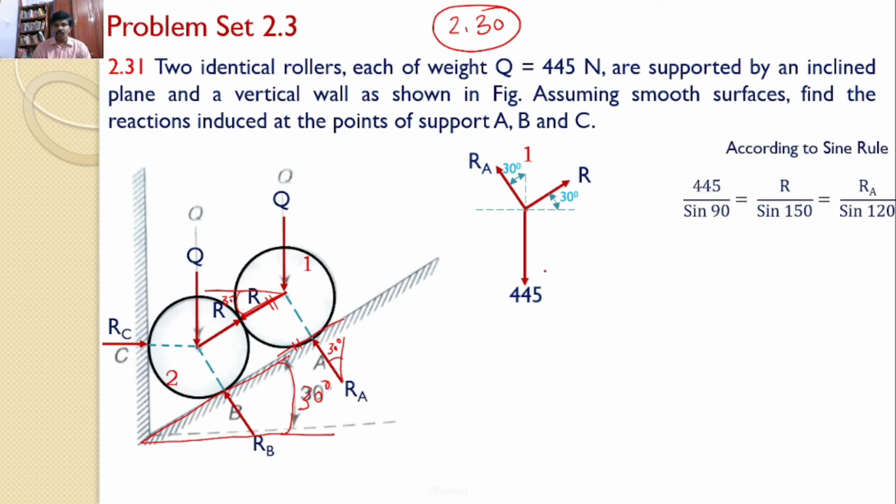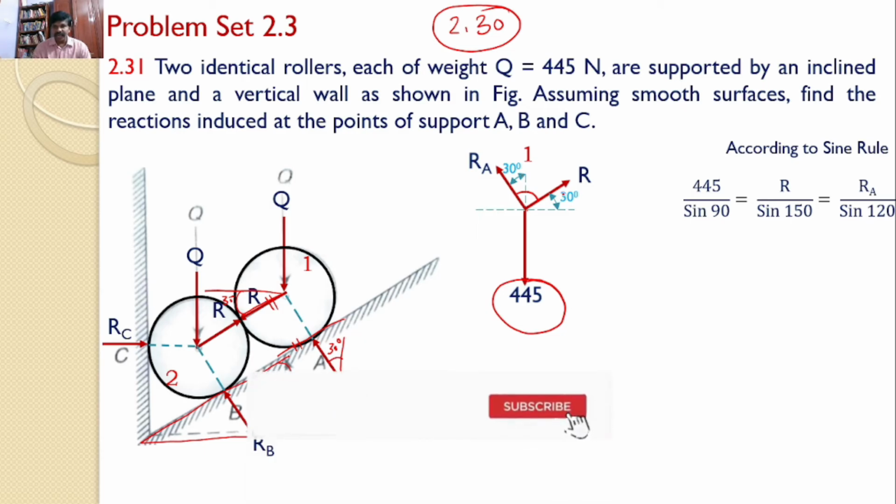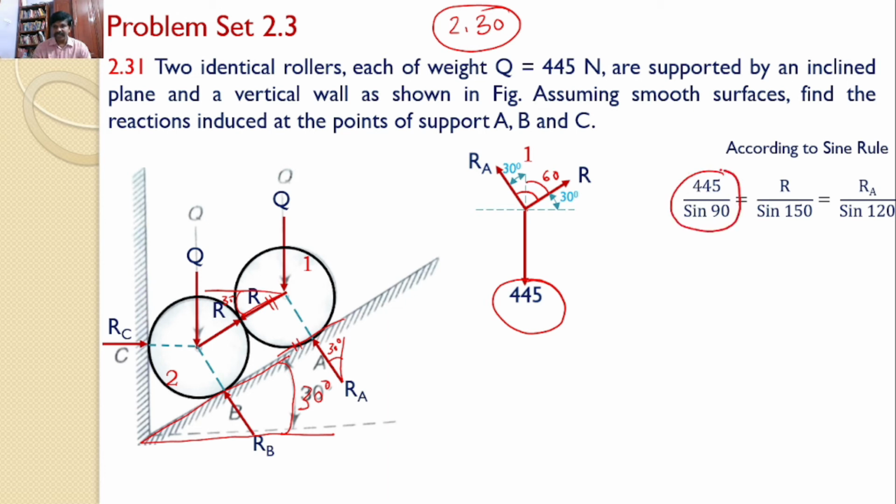According to the sine rule, this force 445 divided by the sine of the angle between the other two forces. What are the other two forces? RA and R. So I want this angle. Clearly you can see this angle is 30, and given that this is 30, so this makes an angle of 60 degrees. So this angle is nothing but 90. So we can say it is 445 by sine 90.